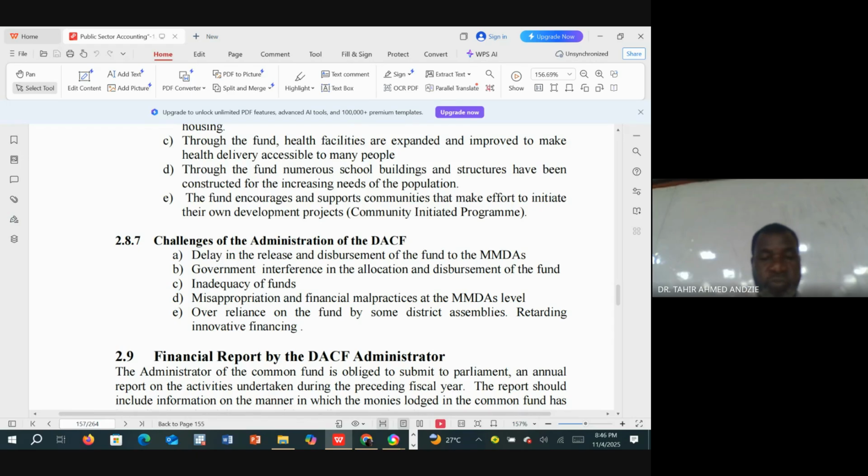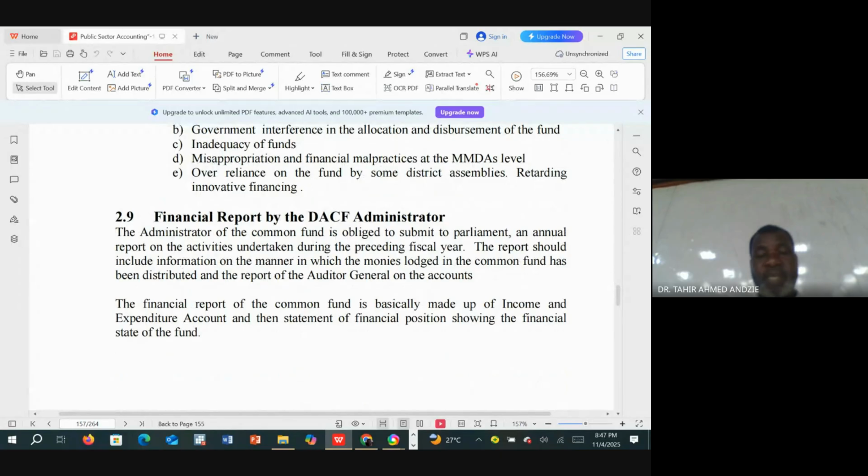Then over-reliance on the fund by some district assemblies. Of course, it's not their fault. Some of the districts don't have any other means of getting internally generated funds. So the only one they rely on is this assembly common fund. So they over-rely on it, and so it retards their innovative and financing activities. So let's look at financial reporting by the assemblies.